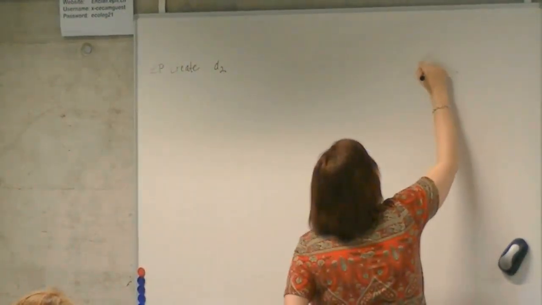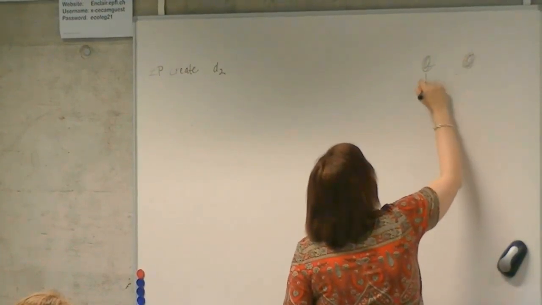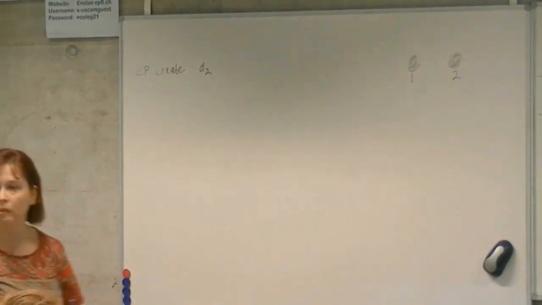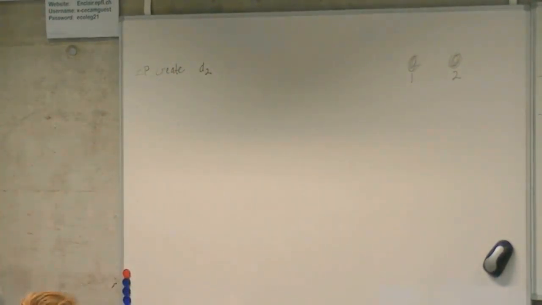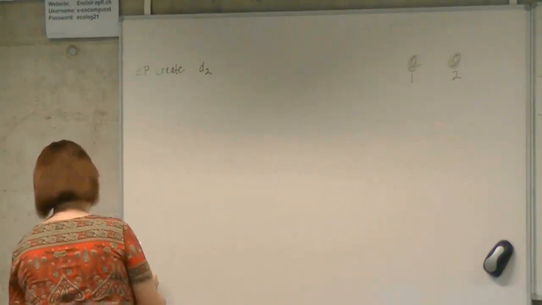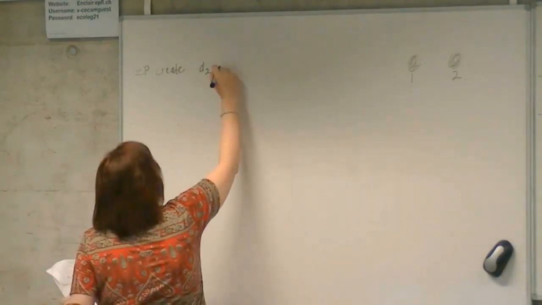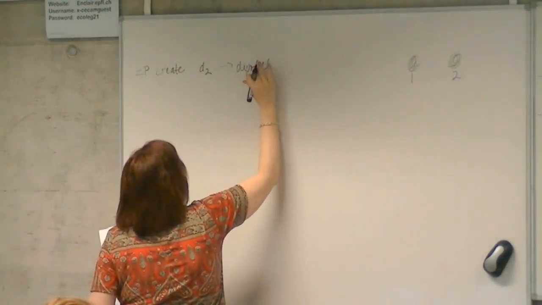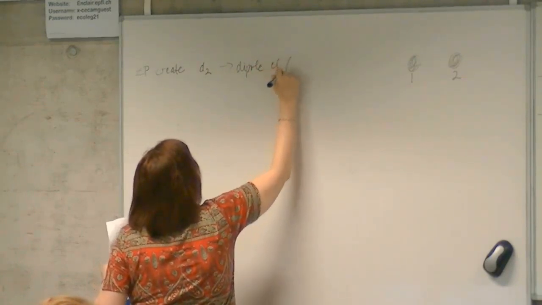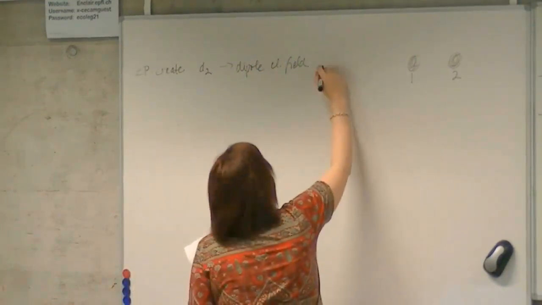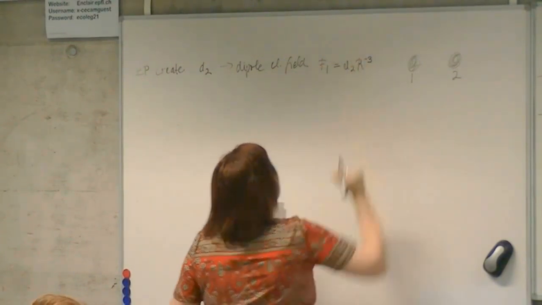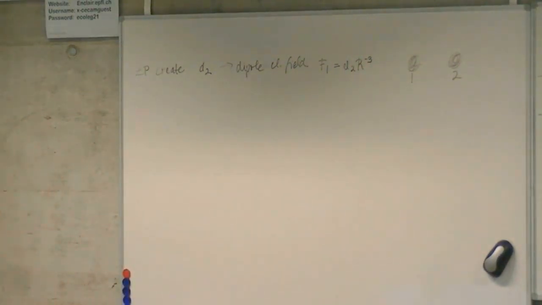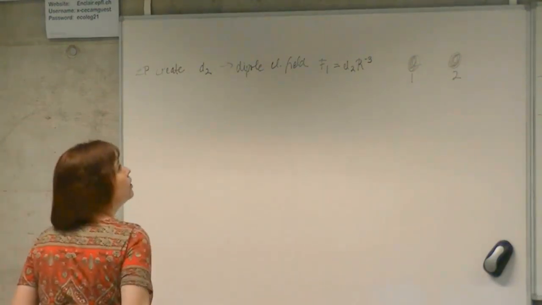Now, we have again the picture with the two fragments. 1 and 2, okay, in my notation. So the zero-point motion on number 2 produces the dipole moment. Okay, for simplicity, I'm just looking at the dipole, which gives rise to the dipole electric field. So what is that field? It is like P2 over R to the minus 3. So this R, that's the distance between them.